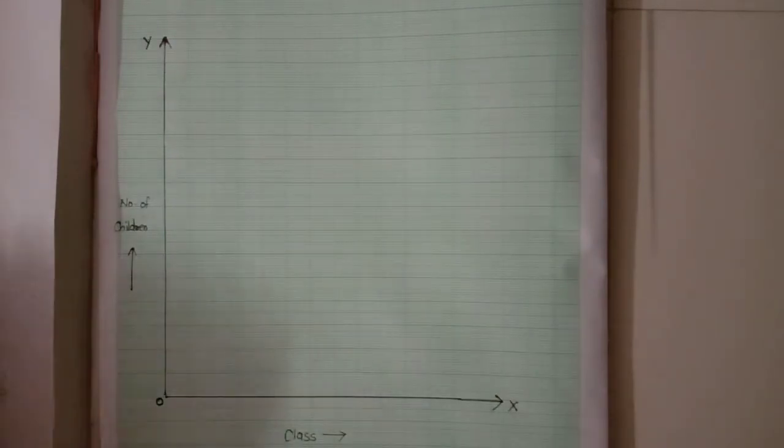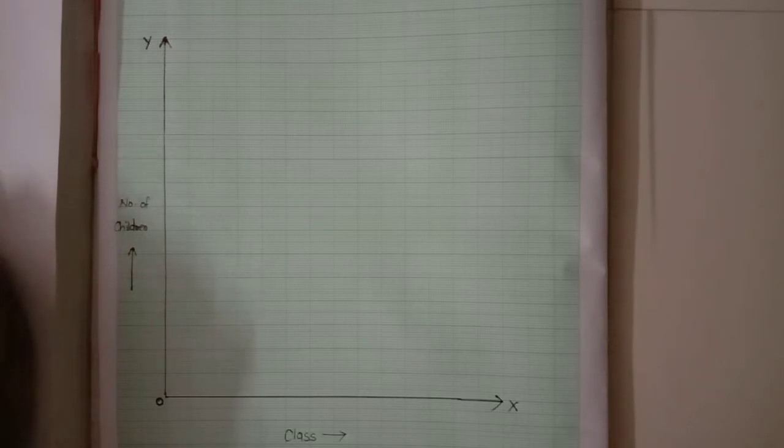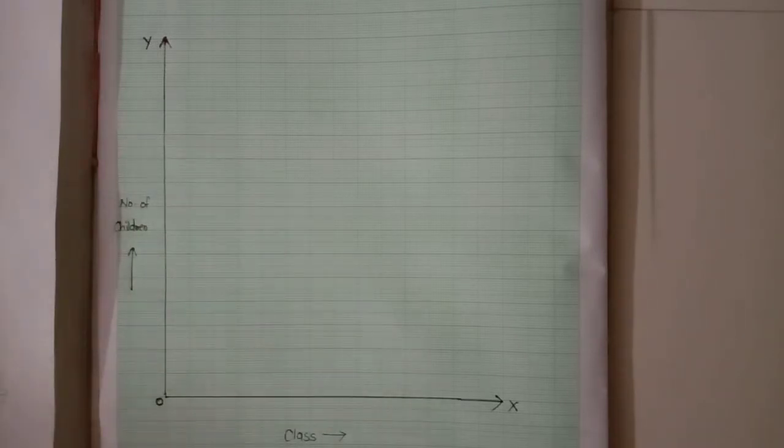And what observations are given here? In 5th class there are 135 children, in 6th class 120 students, in 7th 95 students, in 8th 100 students, in 9th 90 students, and in 10th there are 80 students. So we will divide the y-axis as 1 unit equal to 10 children. Okay students, we will take 1 unit equal to 10 children.